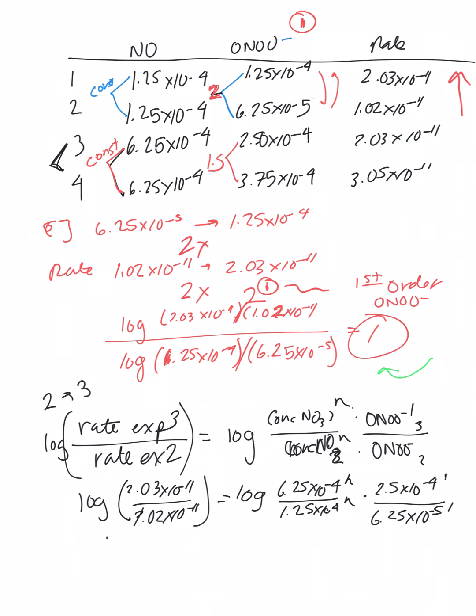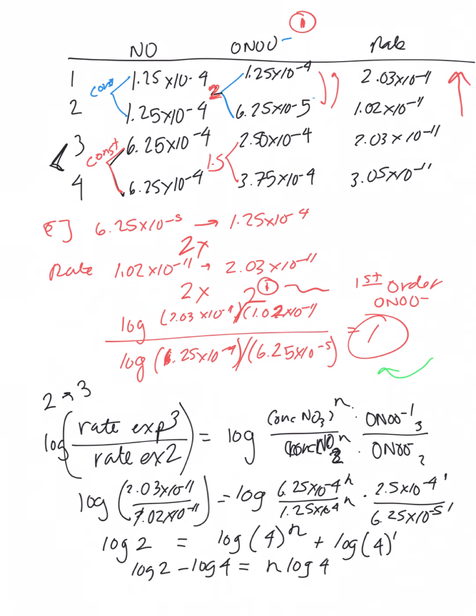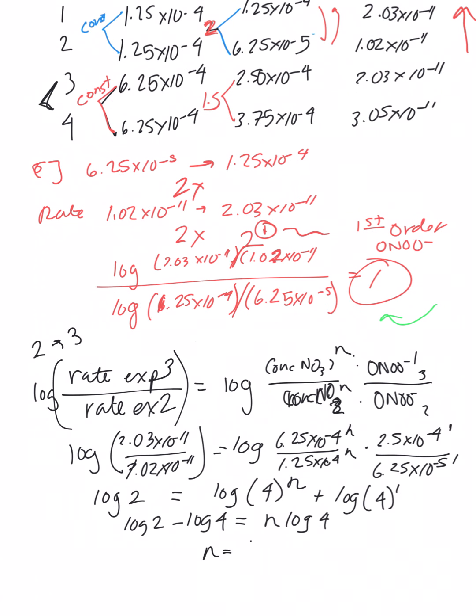Okay, so we can do some simplification here. We have log of 2 is equal to log of 6.25 divided by 1.25, that's 4 to the n. Then, using the rules of logs, we add the log of 4 to the 1. So log of 2 minus log of 4 equals n times log of 4, so n is equal to log of 2 minus log of 4 over log of 4.